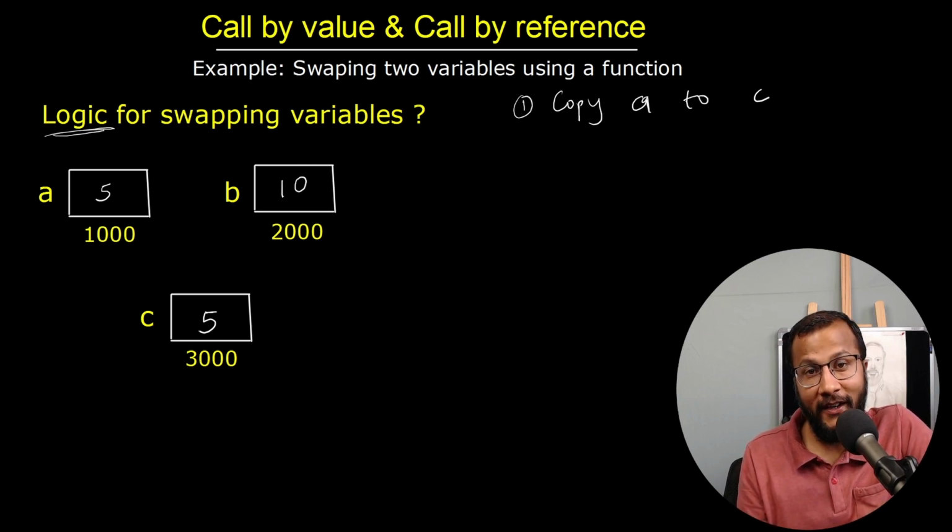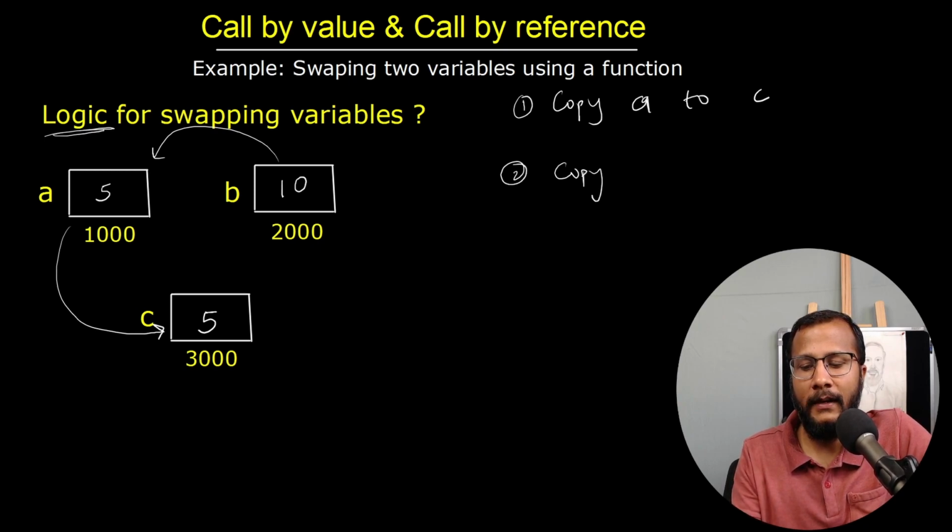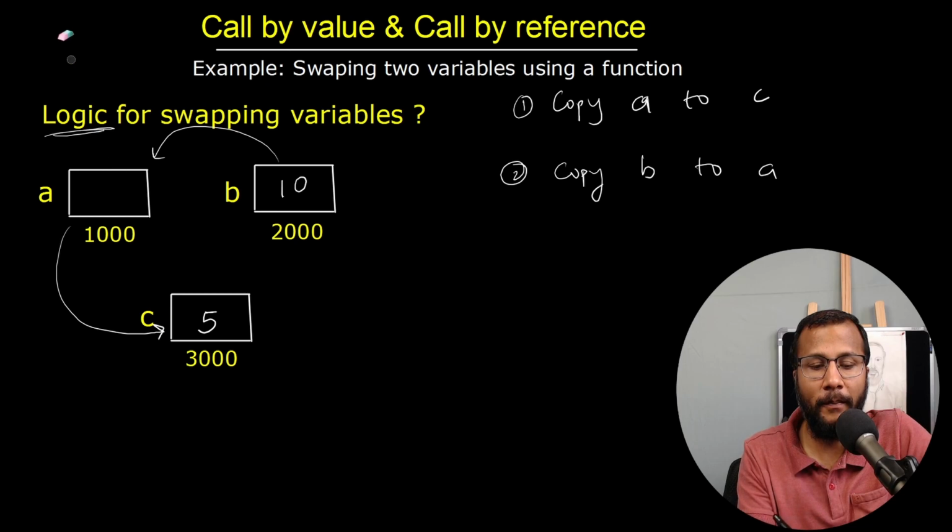Now C is holding the value 5. As I've already copied the value of A in C, I can safely copy B into A. So first I copied A to C, and now I'll copy B to A. So step number 2, I'll copy B to A. If I copy B to A, previously A was 5. Now if I copy 10 to A, this 5 would be replaced by the value 10.